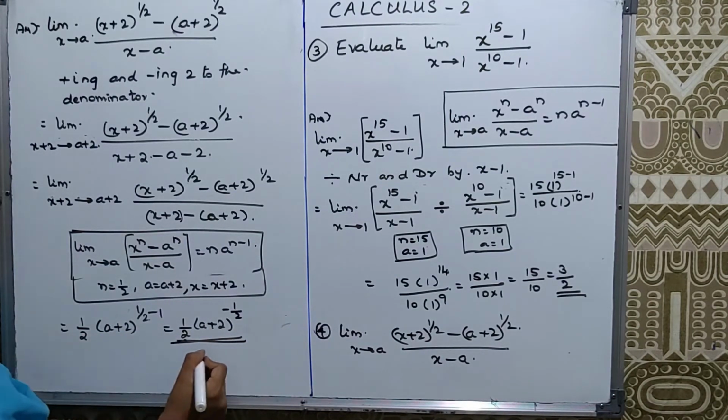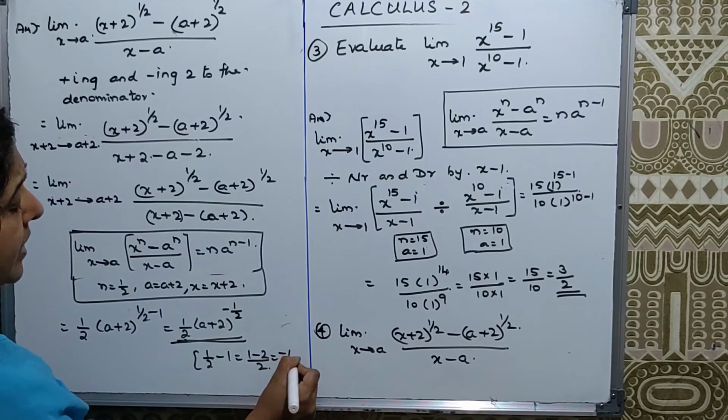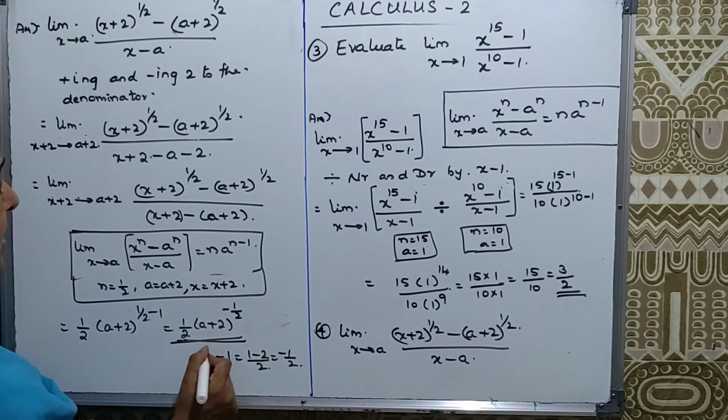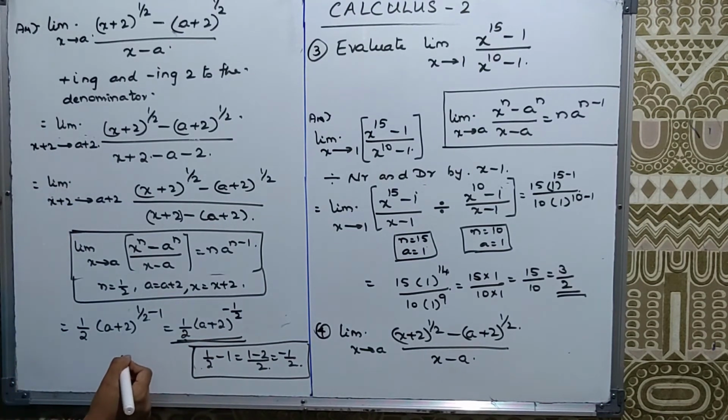Here I will just show the subtraction. 1 by 2 minus 1 is 1 minus 2 by 2. LCM is 2, equal to minus 1 by 2. Just I wrote it on this side. So now we'll go to question number 4. No, question number 5.